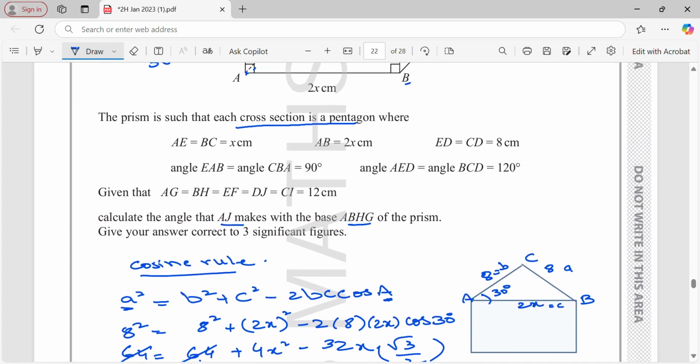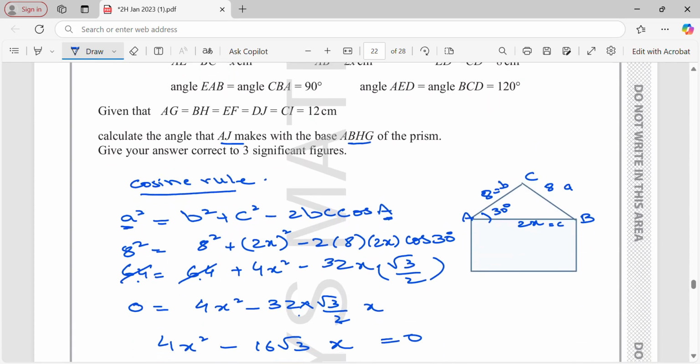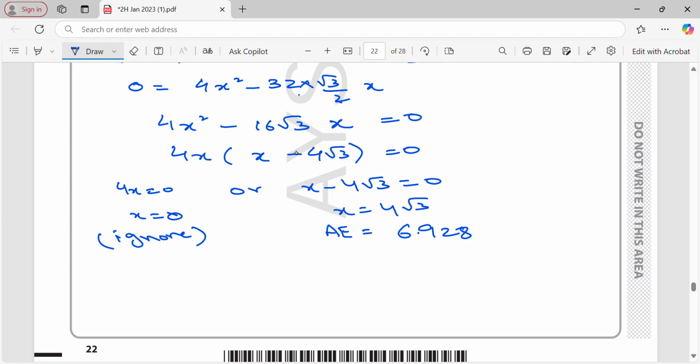Similarly, AB is 2x. If I want to find AB, I multiply 2 by 6.928, and that equals... let me grab a calculator.